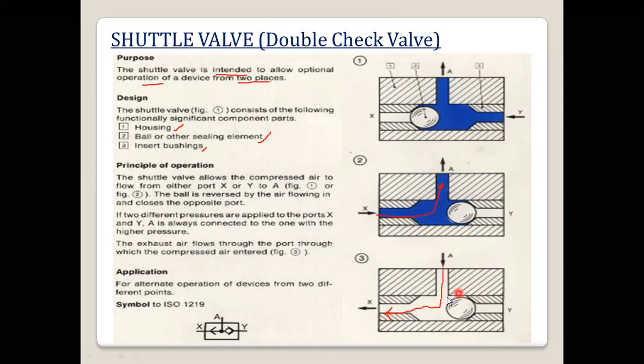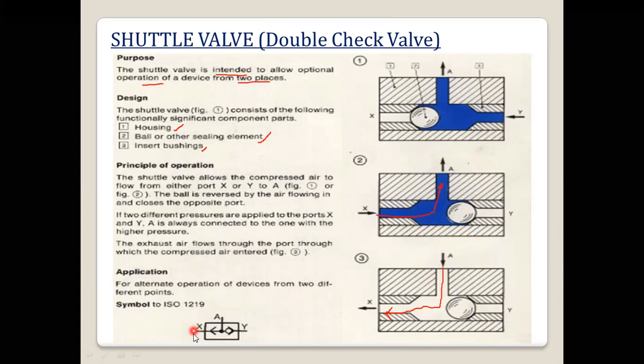Suppose the flow is from the Y port, what will happen? If the flow is from the Y port, the ball will shift to this side, and the flow will be from Y to A, and similarly the return will be from A to Y. So the main application here is the alternate operation of the device from two different points, which we can have from the shuttle valve. Either the flow will be from X to A, or from Y to A.